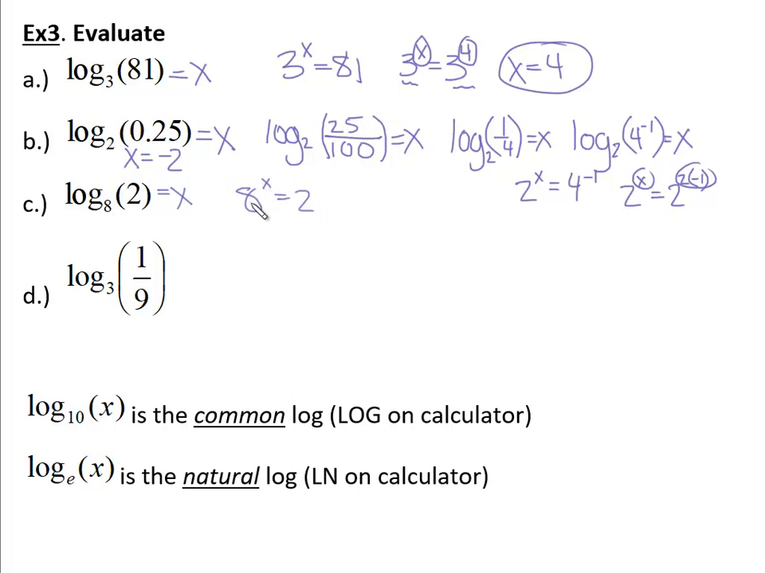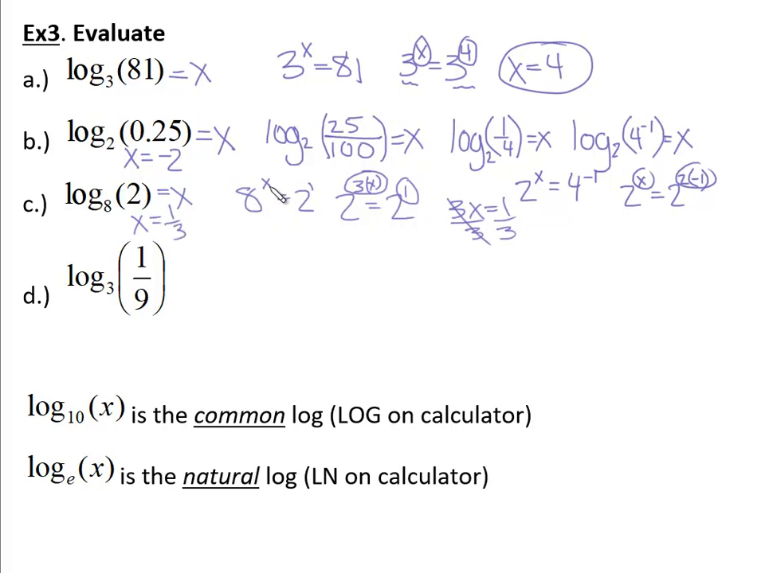I can actually this time rewrite the 8 as a power of 2. That's 2 cubed times the x that was already there. I almost forgot about it. Is equal to 2 to the first. And there's always that hidden 1 when you just have a number without an exponent written. And now that my bases match, I can say 3x has to equal 1. And dividing by 3, I get that x is 1/3.